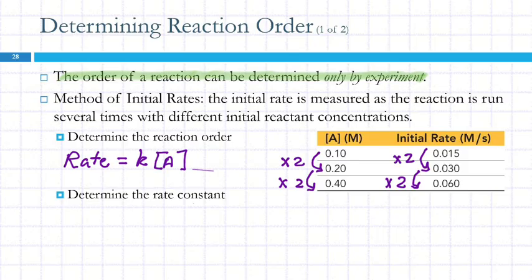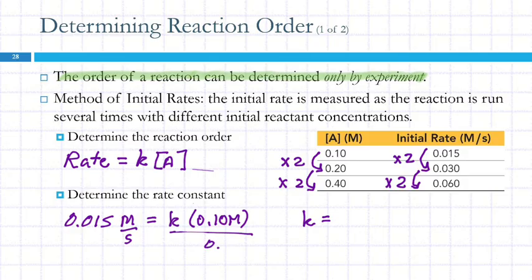So let's look at the first one. The first one, 0.015 is the rate, in units of molarity per second. That's equal to the rate constant times the concentration of A. So we're going to solve that for k, just dividing by 0.1.